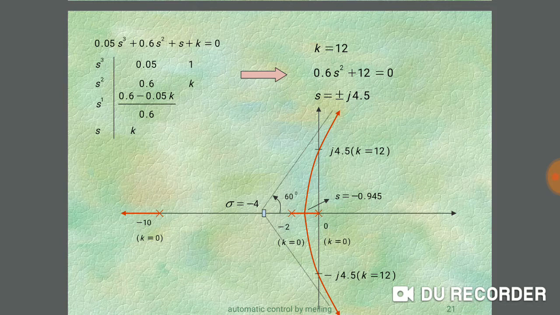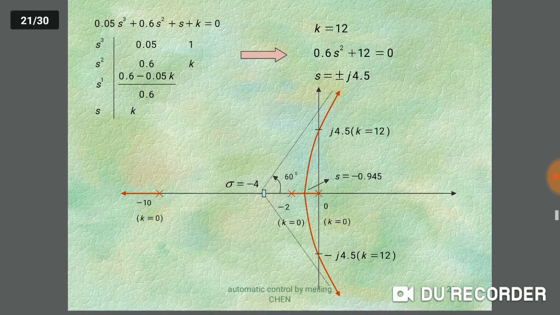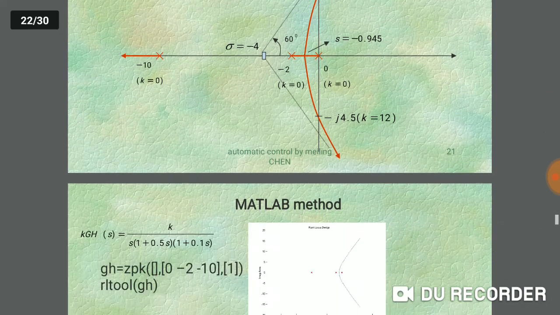Then the point where the locus cuts the imaginary axis, as we calculated with the help of the Routh array, is s equal to plus or minus j 4.5. So the locus will intersect the imaginary axis at j 4.5 in the upward direction as well as in the downward direction, as we got s equal to plus or minus j 4.5 at K equal to 12. So, a very simple example.